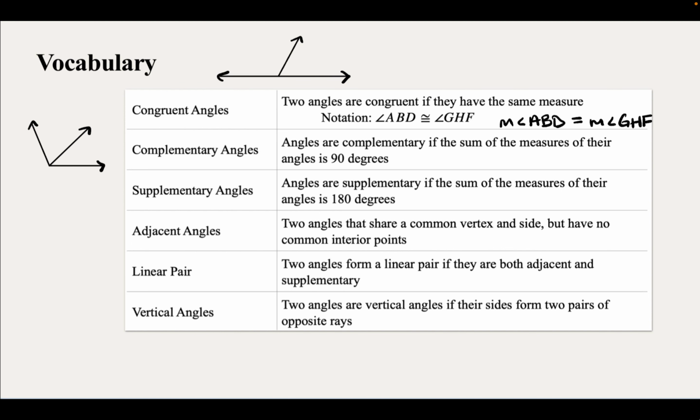And the last thing, vertical angles. Two angles are vertical angles if their sides form two pairs of opposite rays. Essentially, for vertical angles, you're looking at an X. So if I draw two lines that are intersecting, I've got this angle and this angle right across from each other. These are vertical angles, and these are vertical angles. So you will always have two sets of vertical angles.